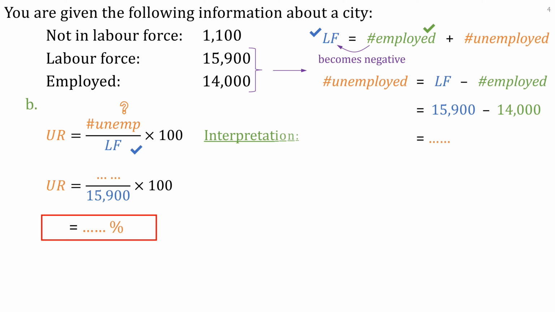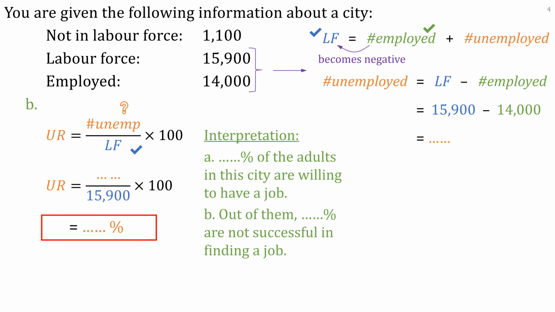Okay, it's important to write a sentence for interpretation. So for part A, that's cool. What you get is N% of the adults in this city are willing to have a job, and out of them, so many percent are not successful in finding a job, right? So notice that the second part is the interpretation of unemployment rate. The first one is the interpretation of labor force participation.